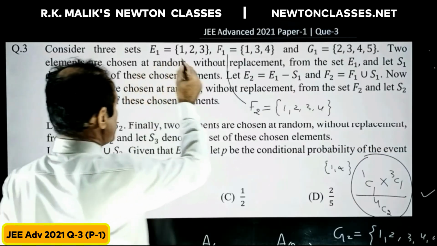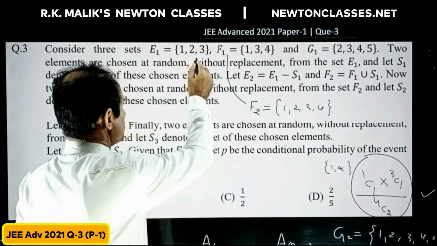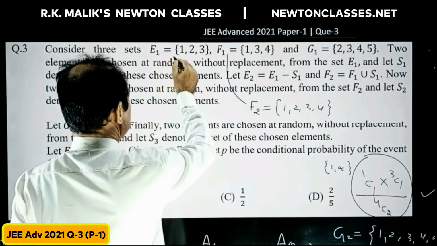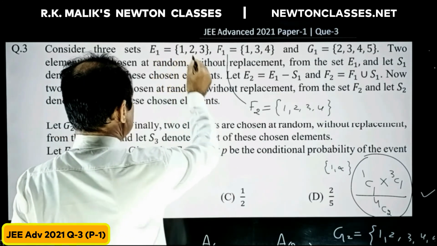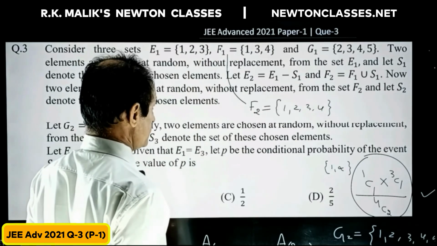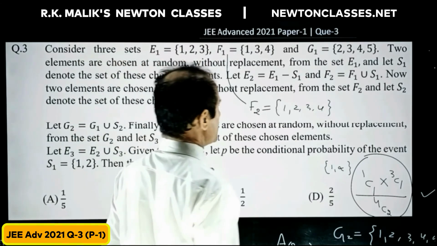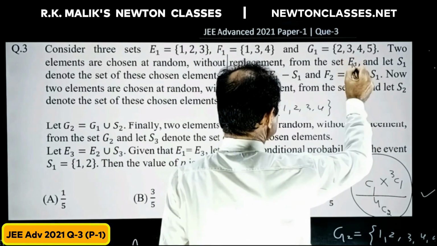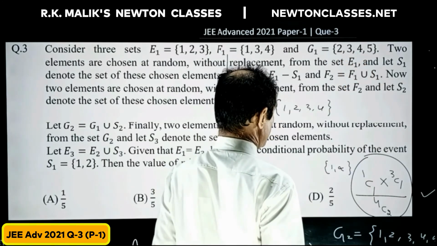Means from E1 elements 1, 3 are chosen. Means from E1 in the very first step the elements 1, 3 were chosen, and we have to find the probability that in the final step from G2 1, 3 will be chosen.